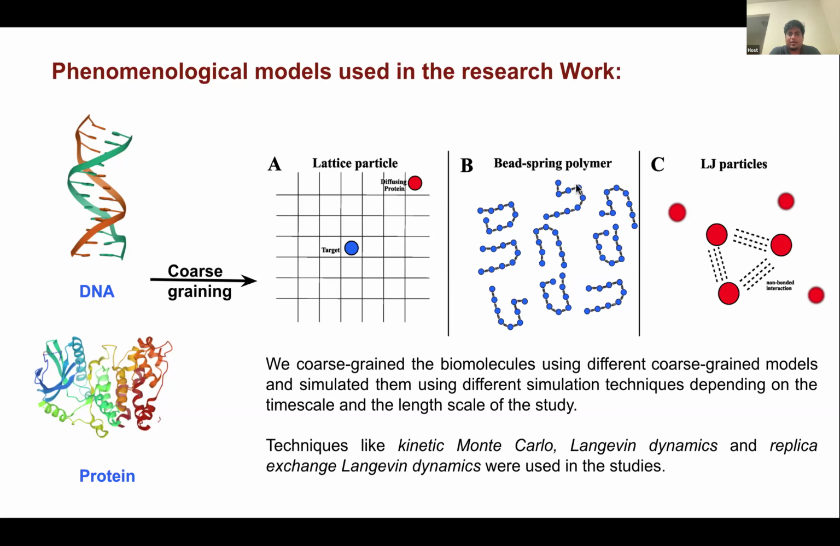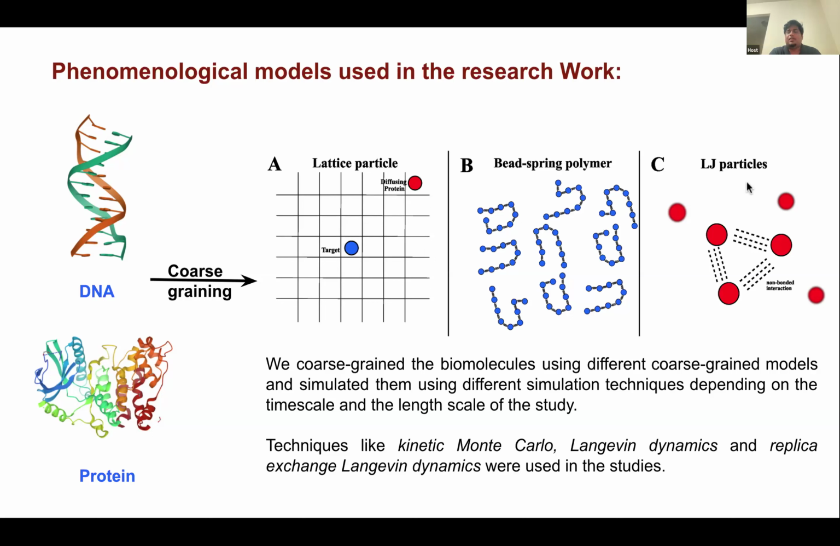The next model is the bead spring model. What it means is that an amino acid or a base pair of a DNA is modeled as a single bead, and it is connected with a bond to another bead, which is another base pair or an amino acid. So this is a bead spring polymer model. Lattice particles means they can move only in the X or Y direction. They don't have any diagonal movement, or even if diagonal movement is there, it is a stairway kind of movement.